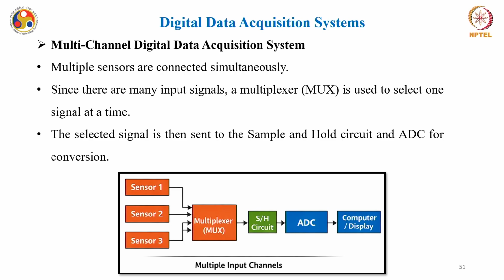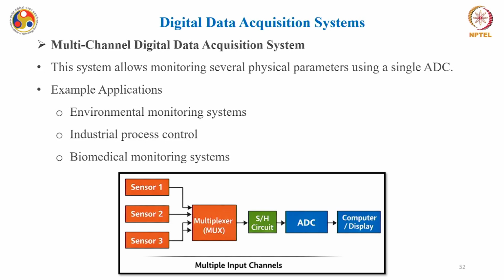Here you have multiple sensors, they are connected simultaneously using a mux. The selected signal is then sent to a sample and hold circuit and ADC for further conversion into digital data. Now, this multi-channel digital data acquisition system allows monitoring several physical parameters using a single ADC.